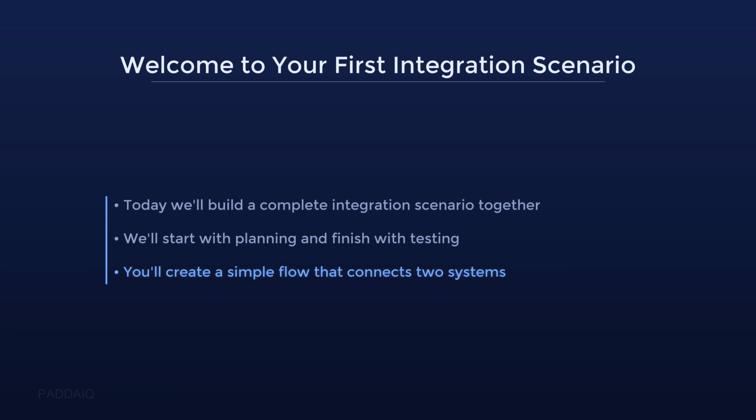You will create a simple flow that connects two systems. This means building a pathway for data to move automatically between applications. For example, when a sales order enters your CRM, it could instantly create a corresponding project in your project management tool. This basic automation saves time and reduces manual effort.